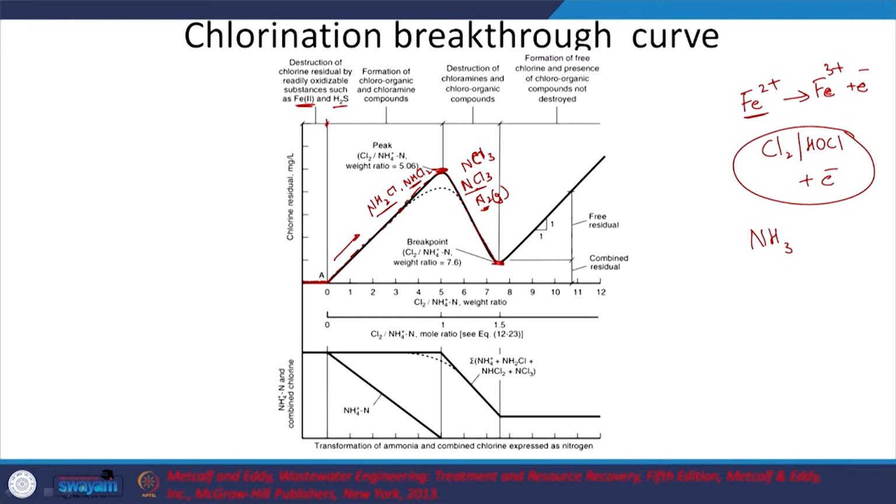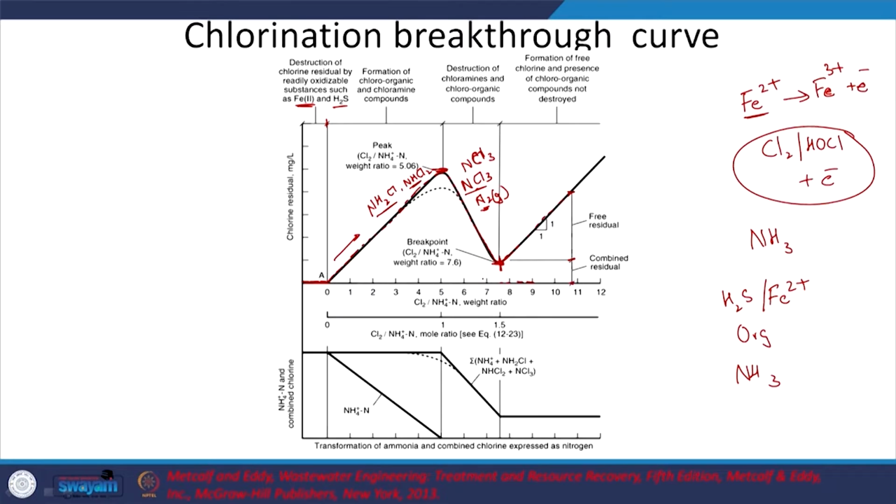So at this point there is no more H2S or Fe2+, no more organics, and all the ammonia has been consumed by this point, and this is called the break point. So whatever chlorine I add from here will be the free residual chlorine, right. So this is the combined residual, and this is the free residual chlorine, and this I can be sure will be available to kill the pathogens. So what do we have here? Formation of free chlorine and presence of chloroorganic compounds which are not destroyed. So free residual chlorine. So this is break point chlorination.